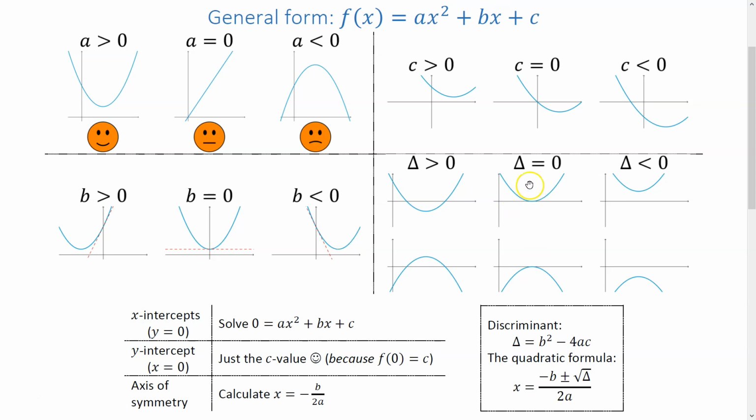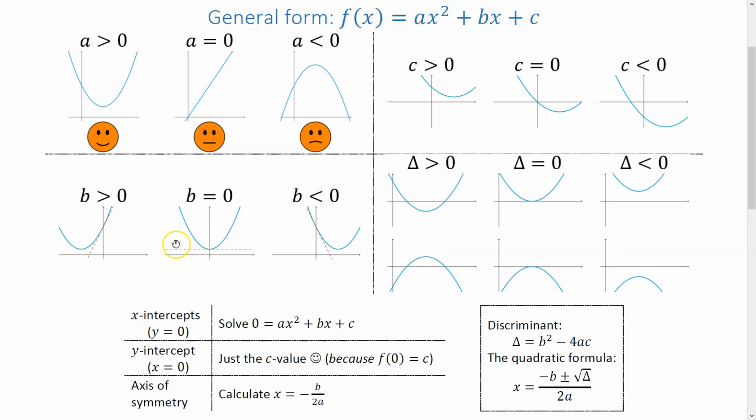Last but not least, I have the discriminant, which the formula is down here, and which is going to be relevant. We have three cases. Either it is positive, which is the same as having 2 roots. It's 0, which is the same as having 1 root, so the vertex is the root. Or if the discriminant is negative, then it does not hit the x-axis at all, so there's no roots.